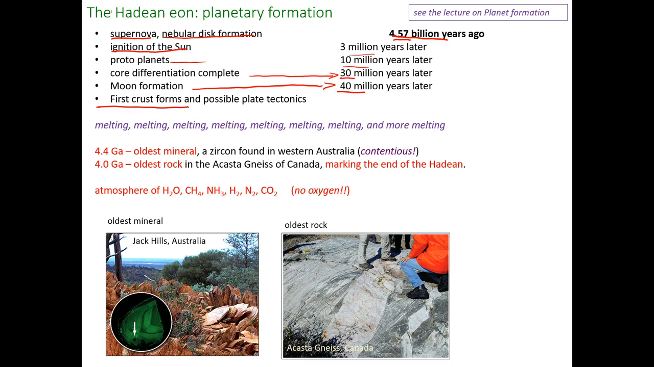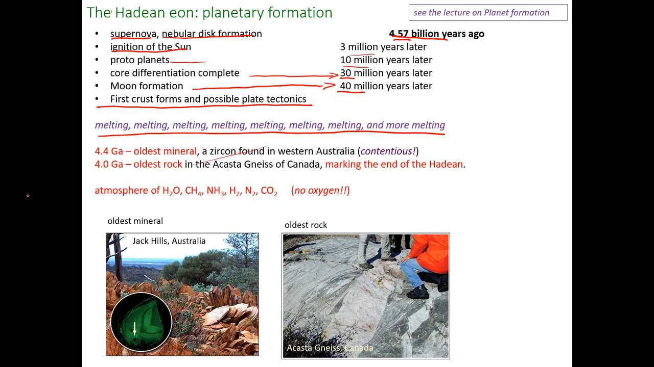The first crust and the first possible plate tectonics are maybe starting to happen during this time as well. And there's lots of melting. There are some people who think that at this time Earth was totally molten, and that's possible. There are other people who say no, it could not have been totally molten. I don't get into all the details of those arguments in this class, but it's something you should be aware of.